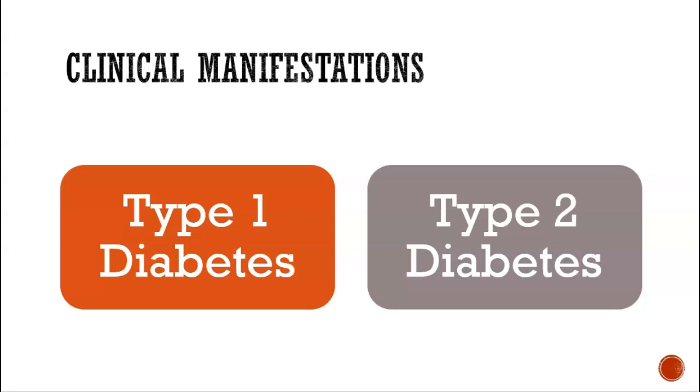Clinical manifestations for type 1 and type 2 diabetes can be similar, but there are some differences. Usually type 1 diabetes has an abrupt onset. The individual is experiencing thirst, hunger, increased urine output, and weight loss. With type 2 diabetes, sometimes there are no symptoms at all.